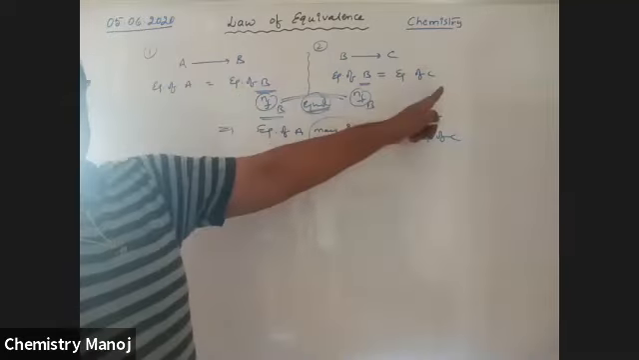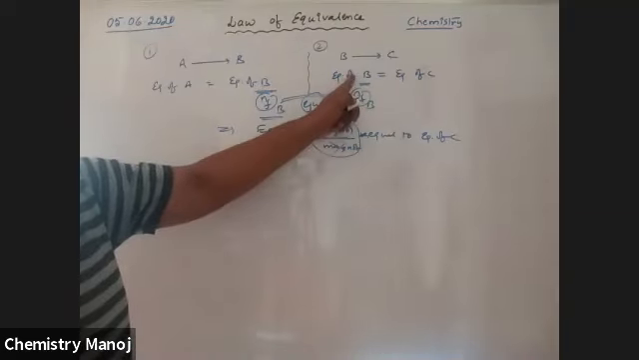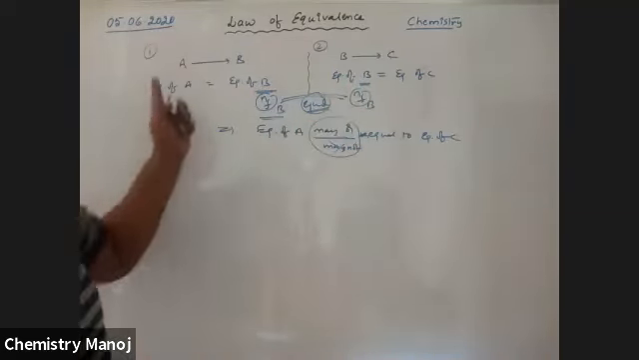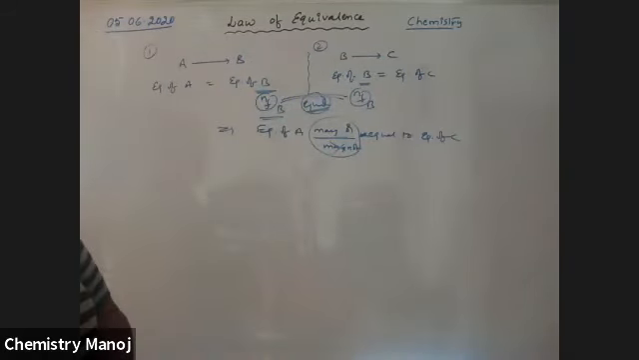Equivalence of B is equal to equivalence of C. If the n factor of B in this case is equal to the n factor of B in this case, then only is equivalence of A equal to equivalence of C. Otherwise, it is not equal. It is a very, very important point.